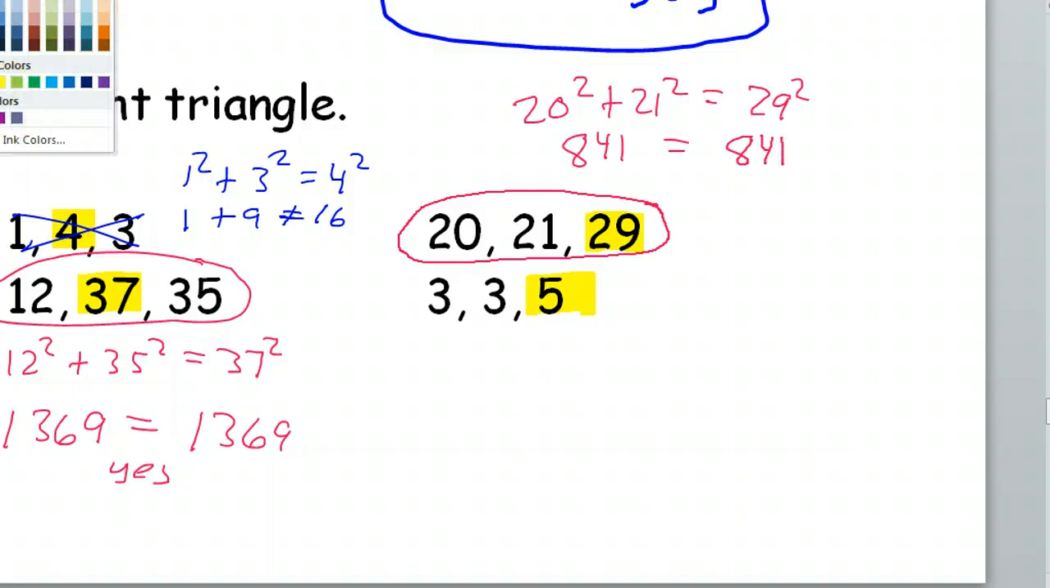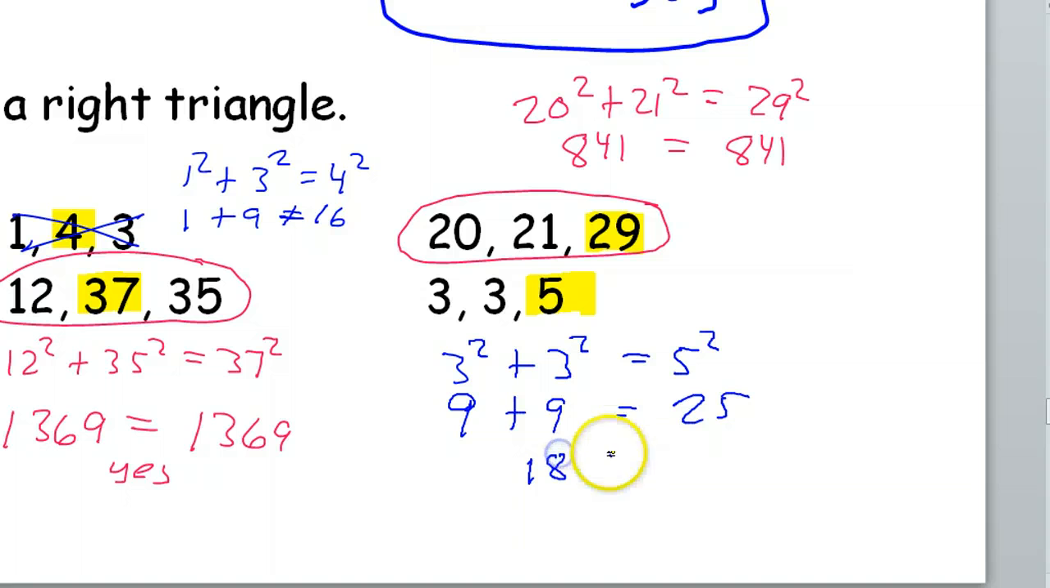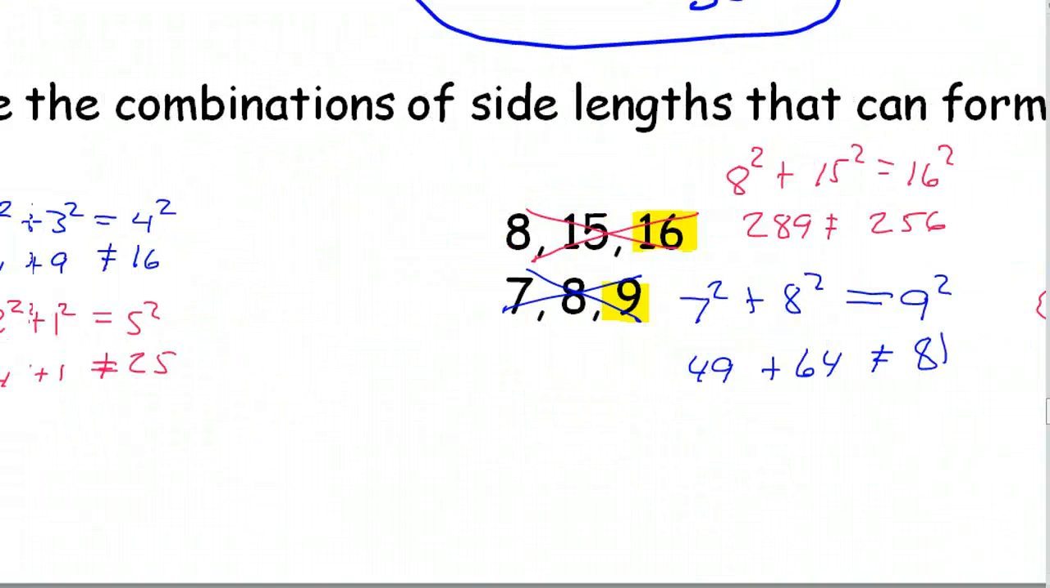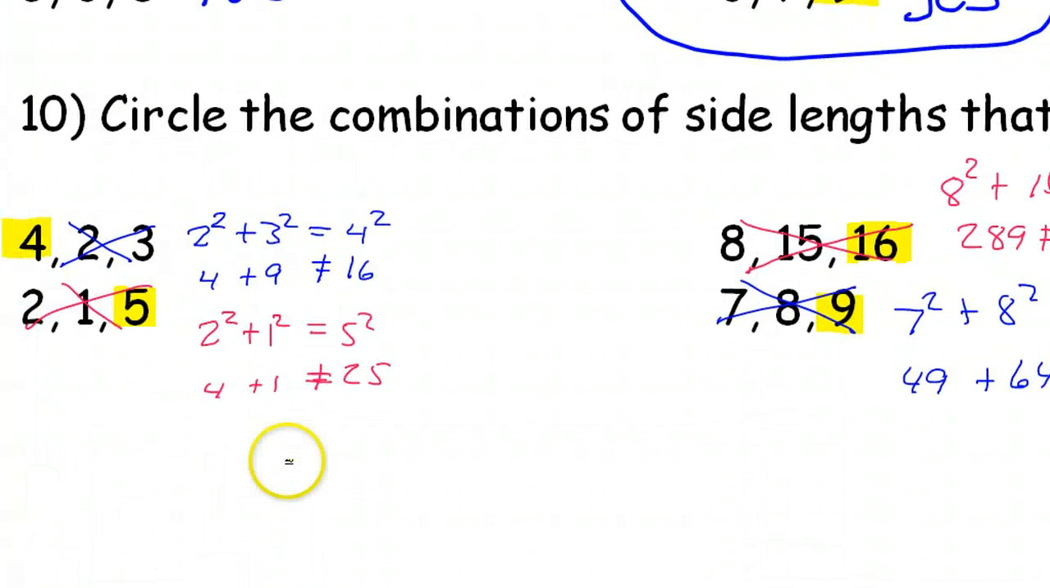Okay, let's check one more. 3 squared plus 3 squared. Does that equal 5 squared? Well, that's 9 plus 9. Does that equal 25? Does 18 equal 25? No. So only these two are forming a right triangle. None of the rest worked. So that was number 10.